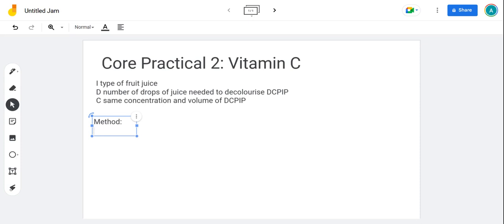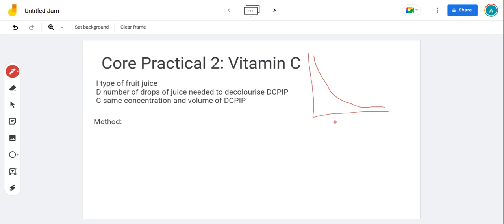So first of all, you need to do your calibration curve. Your calibration curve, if you remember, is a graph. The first part of the experiment is in order to make this graph. It's this sort of shape, with your ascorbic acid down here and the number of drops here. In order to generate this graph with exact numbers that you can use for reference in the later part of your experiment, this is what you need to do.